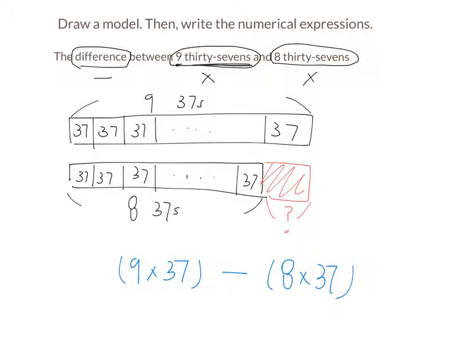Hey, what would the difference be, by the way? If I have 9 37s in the top and 8 37s in the bottom, what's the difference? How many 37s would be the difference, Stella?